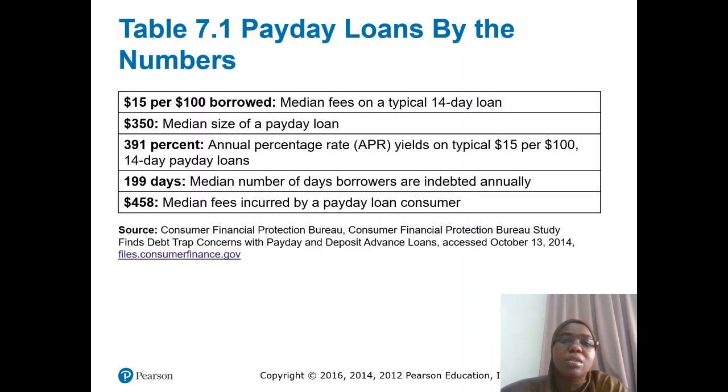So these are payday loans by numbers. $15 per $100 borrowed is the median fee on a typical 14-day loan. The $350 is the median size of a payday loan. 391% is the annual percentage rate, the APR, on a typical $15 per $100. We also have 199 days, which is the median number of days borrowers are indebted annually, as well as the $458 median. This is from the Consumer Financial Protection Bureau.